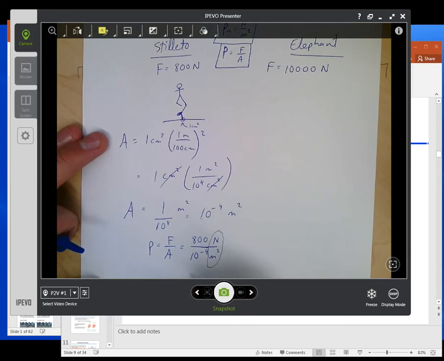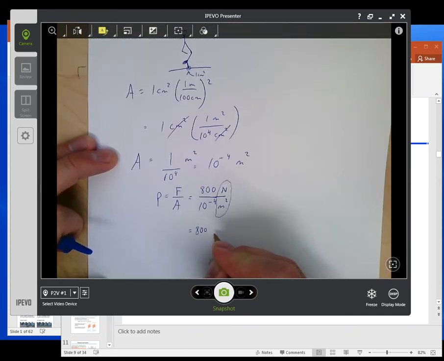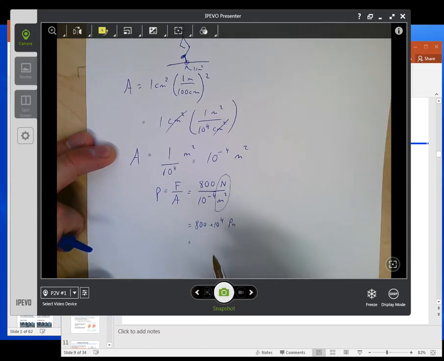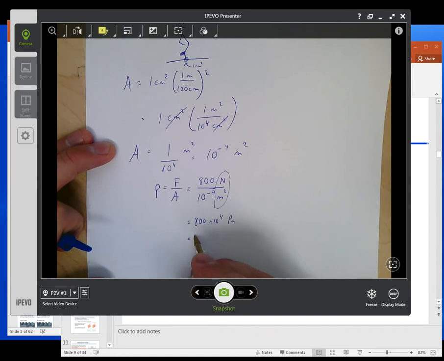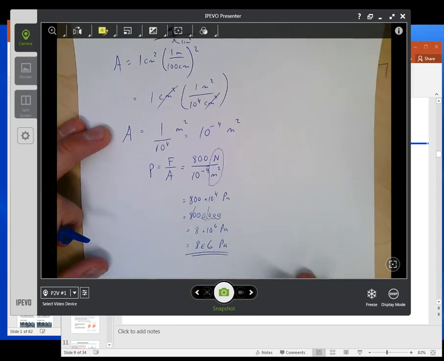So I can do this math without using a calculator. I can say that that's 800 times 10 to the 4. Remember, because we take 1 over 10 to the minus 4, that just becomes 10 to the 4, and this is in pascals. So we can do 800 times 10 to the 4, so 1, 2, 3, 4, fill this all in with zeros. That's 3 zeros, so it's 8 million, or 8 times 10 to the 6 pascals, or 8e6 pascals. That's what we've got.